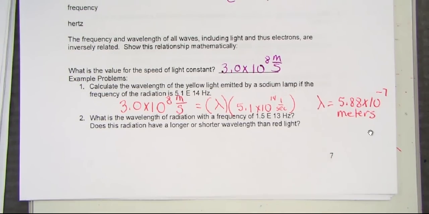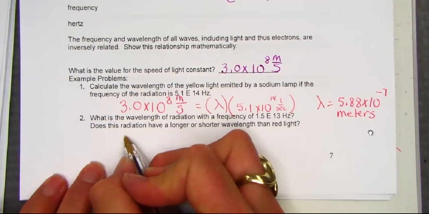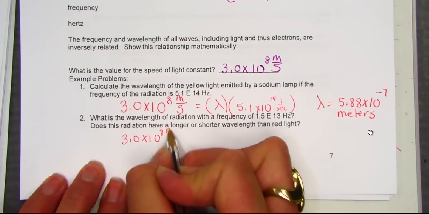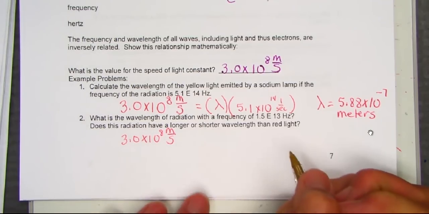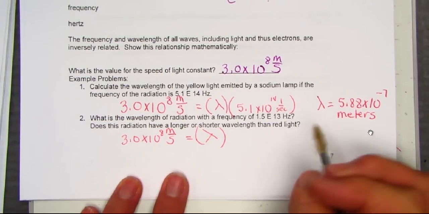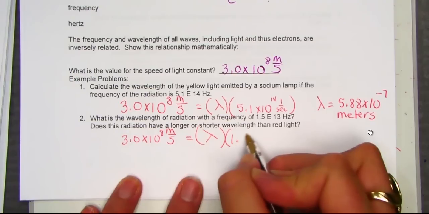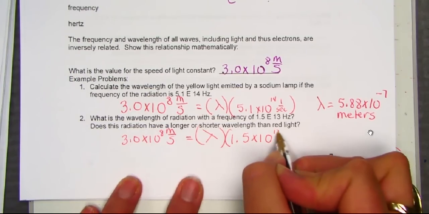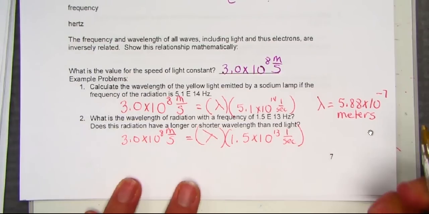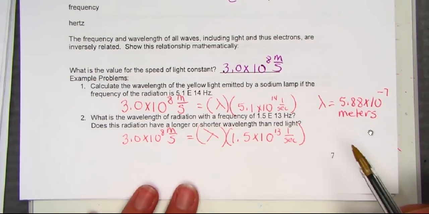Number 2, what is the wavelength of radiation with a frequency of 1.5 times 10 to the 13th hertz? Again, c equals lambda nu. 3.0 times 10 to the 8th meters per second, the speed of light constant. We're going to find wavelength in meters given the frequency of 1.5 times 10 to the 13th hertz. I'll write in, just for review, that hertz is per second.